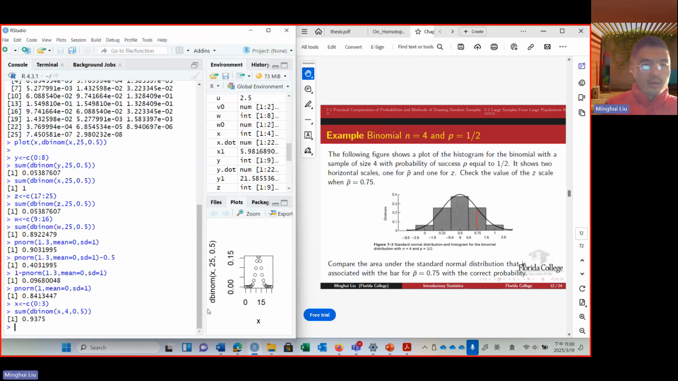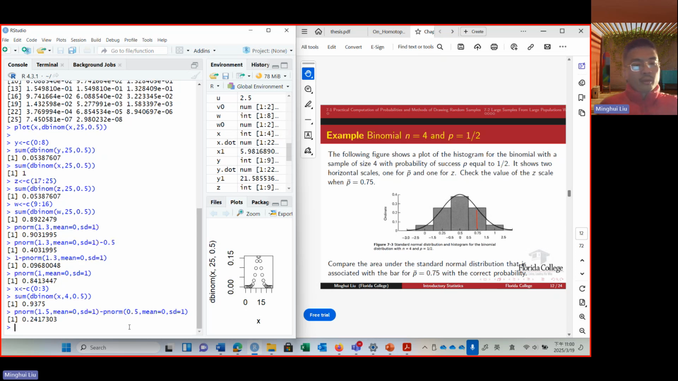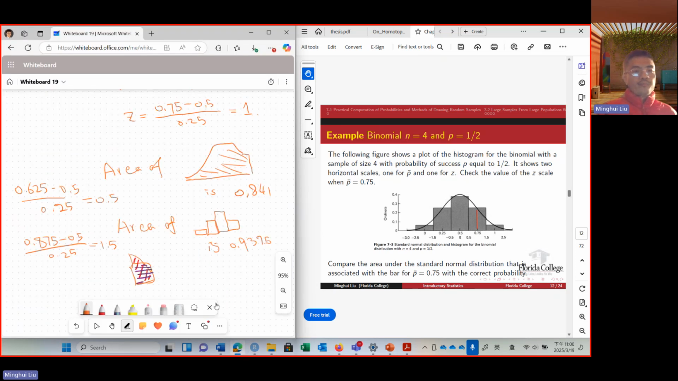Again, we're going to go back to R and do this. The pnorm of 1.5 minus, let me just copy and paste this, and I'm going to change 1.5 to 0.5. So this is what we're going to get, about 0.242. So it's approximately 0.242. So 0.242 is this area.